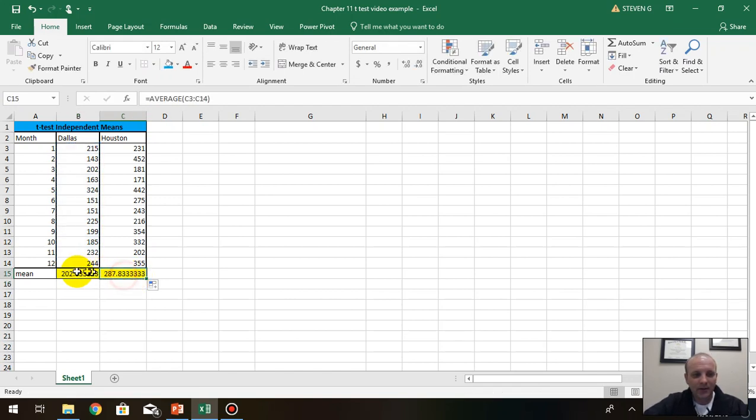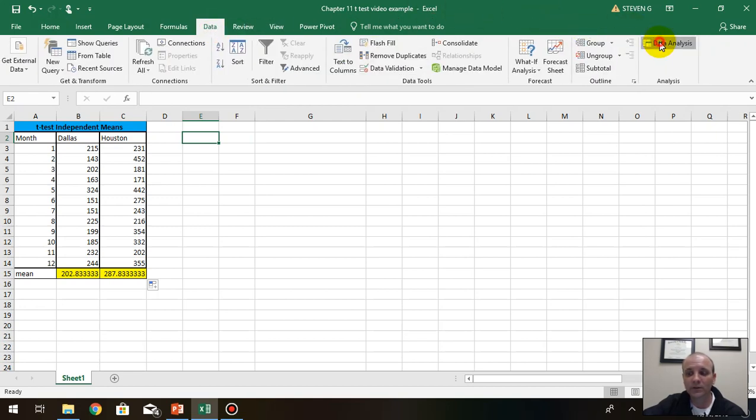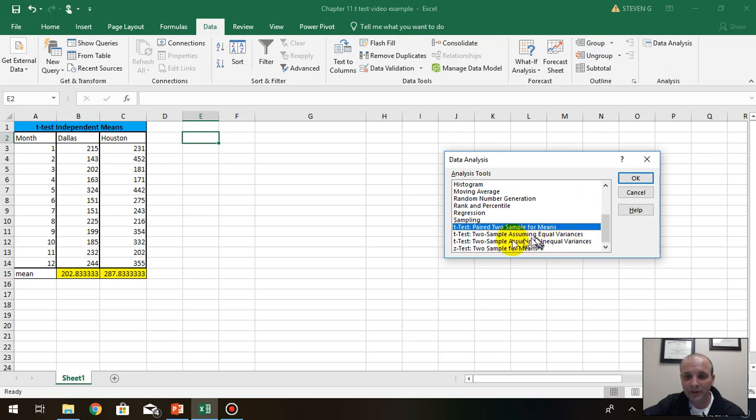I can just take this and drag it over here, and on its face you can see that, well, you can't necessarily say it's a significant difference, but if you were interpreting this descriptively, you would say the mean number of arrests in Dallas is about 202 per month, where the mean number of arrests in Houston was 287 per month. Now, we want to understand whether or not that value is statistically significant, or if it's due to random chance or random error or other factors that might be involved. To do that, we can conduct a t-test. So we're going to go to the data analysis tool, and we're going to use the t-test: two-sample assuming equal variances.